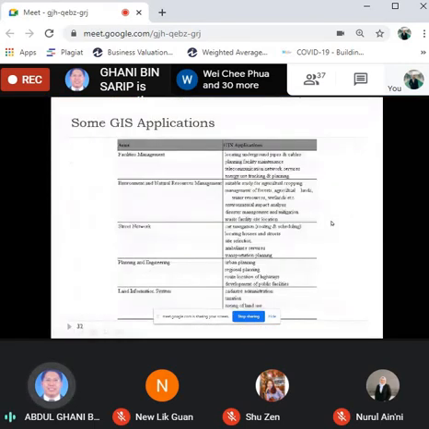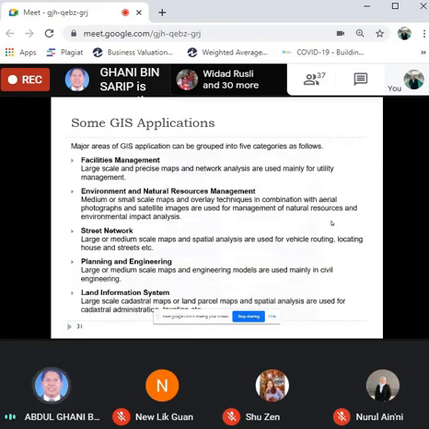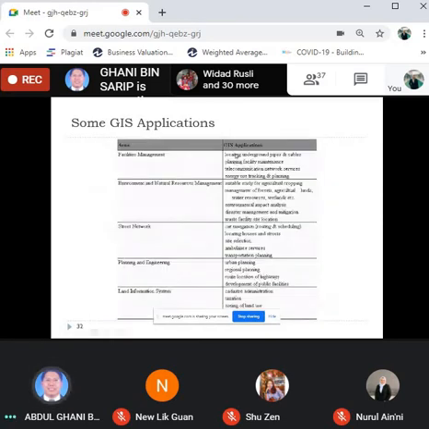And then we also have GIS applications, specific applications in the area of FM, for example. FM in general is facility management, but what GIS can best be utilized for is locating underground pipes and cables, and planning facility maintenance. For example, a land information system can be used for cadastral administration, taxation, land use zoning, and so on and so forth.